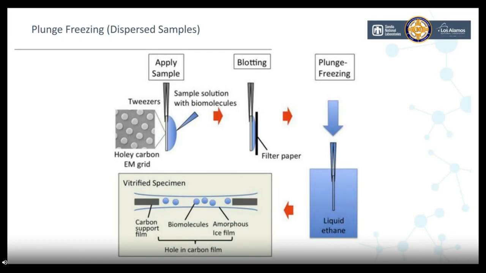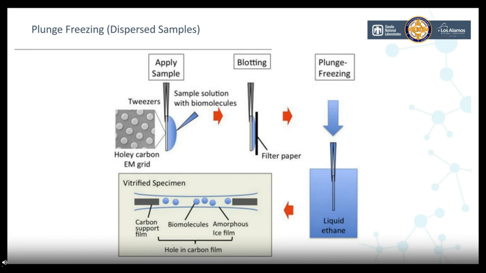So just to briefly go over the steps of plunge freezing. If you're looking at something like a protein or a vesicle or a nanoparticle that's hydrated and suspended in solution, you would do typical plunge freezing in the Vitrobot. Here you take a holey carbon grid, which has a carbon substrate and some pores. You would apply your sample, a solution of well-suspended biomolecules.